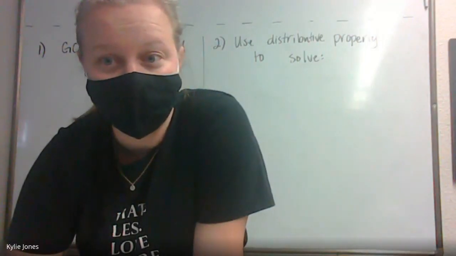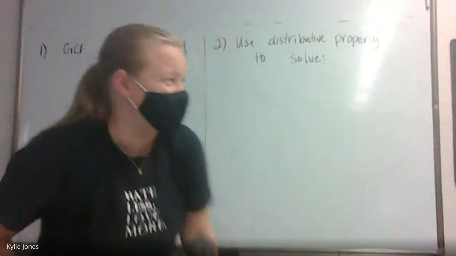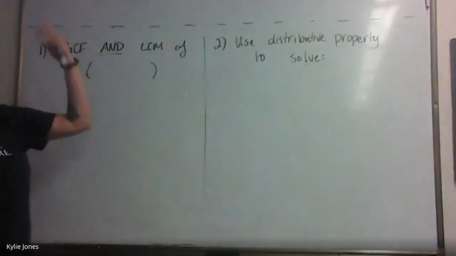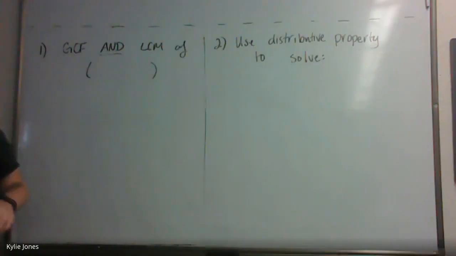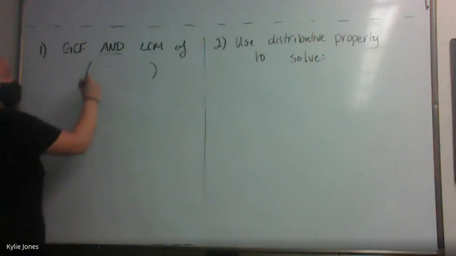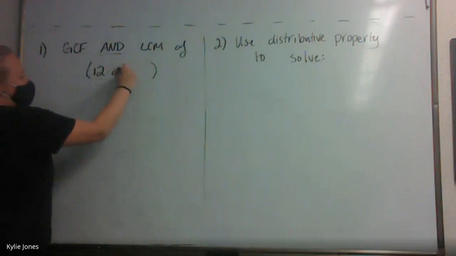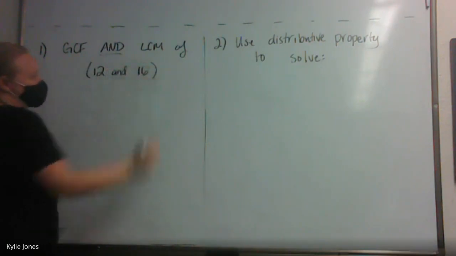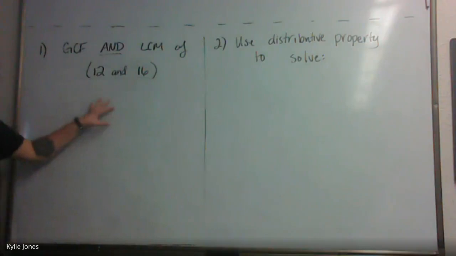So, you guys see the screen behind me? All right, so we're going to do these two problems. I'm going to give you maybe 4 or 5 minutes to do them. The first one, you're going to find the GCF and the LCM. Let's do 12 and 16. So, the GCF and the LCM of 12 and 16.